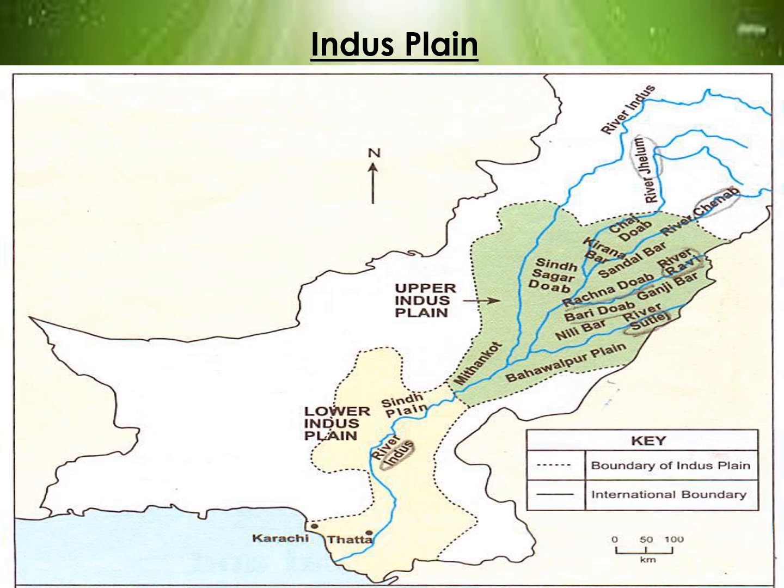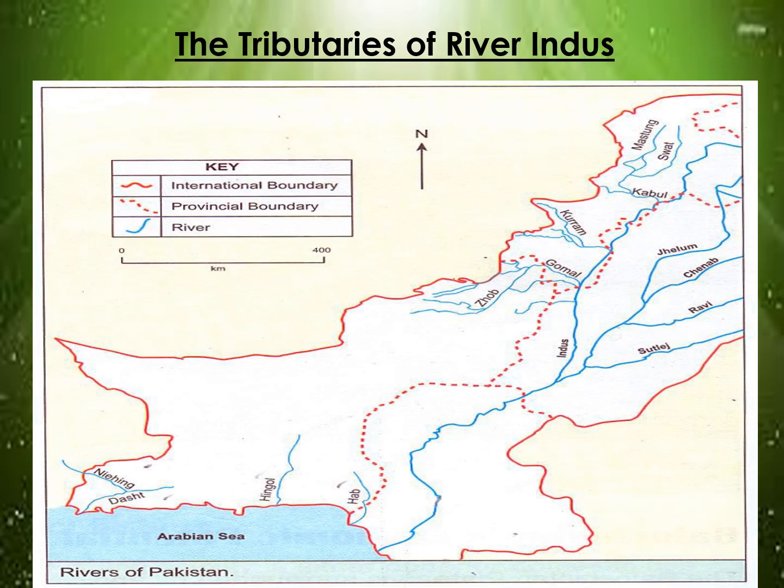So as I told you earlier, Indus Plain is divided into two parts, Upper Indus Plain and the Lower Indus Plain. So let's first discuss the Upper Indus Plain features. Over here you can see the tributaries first. This is the Indus river. You can see over here on the right hand side there is Jhelum, Chenab, Ravi, Satluj and Beas, which is coming to Indus, and from left hand side Zob, Gomal, Kurram, Kabul, Swat river, they are merging in the river Indus.